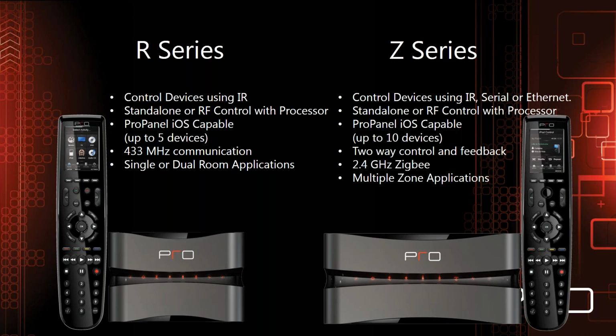On the Z series, on the right, we offer the same look and feel. In fact, the remote looks basically the same, although we do add a 5-way joystick on the face of the remote. But we now have the ability to control IP devices, whether that's receivers, HVAC, your Nest thermostat, Sonos. All of this opens up a whole next level of programming.